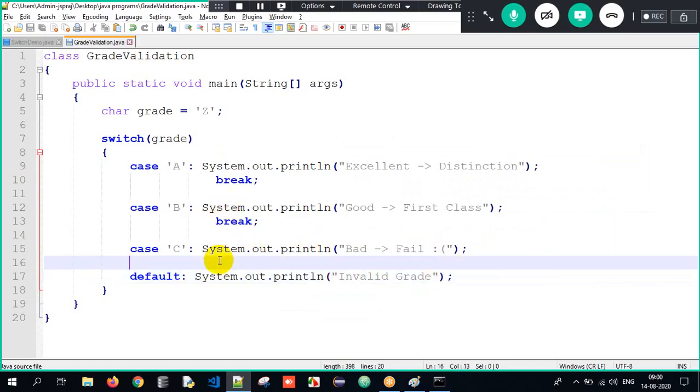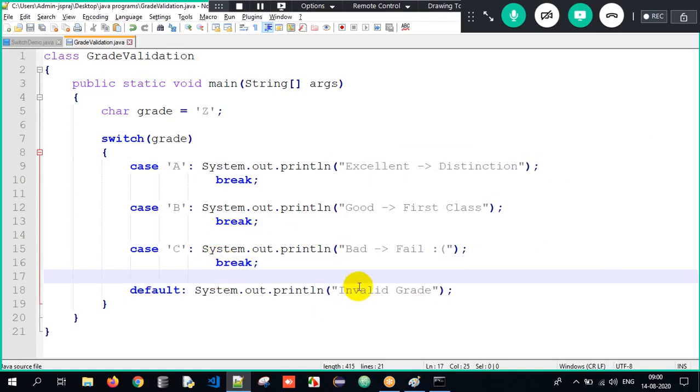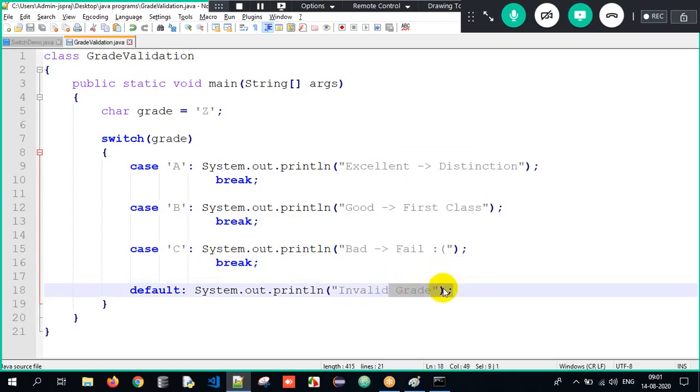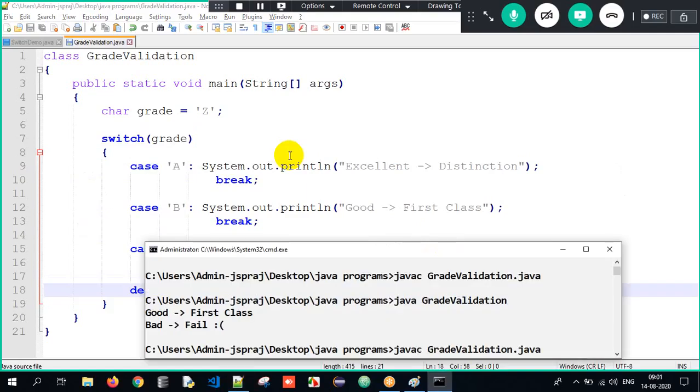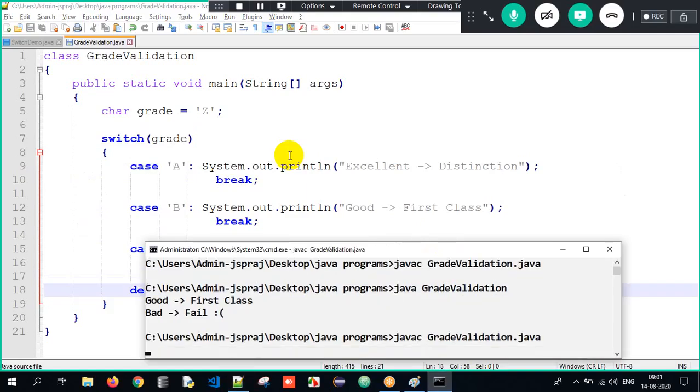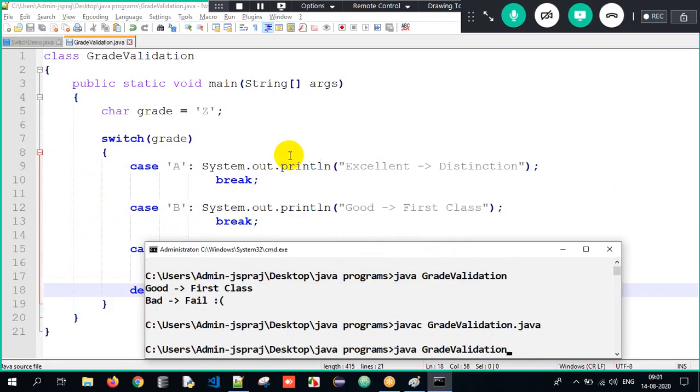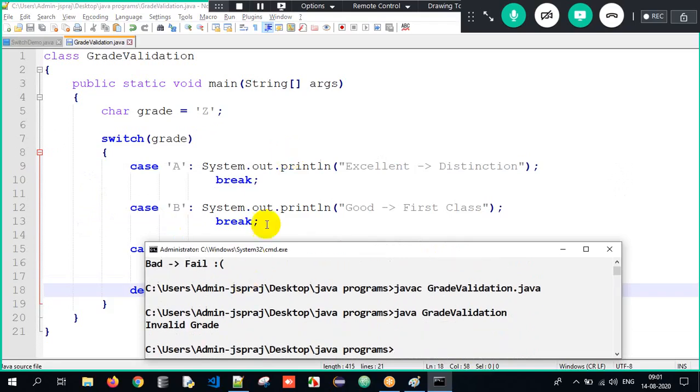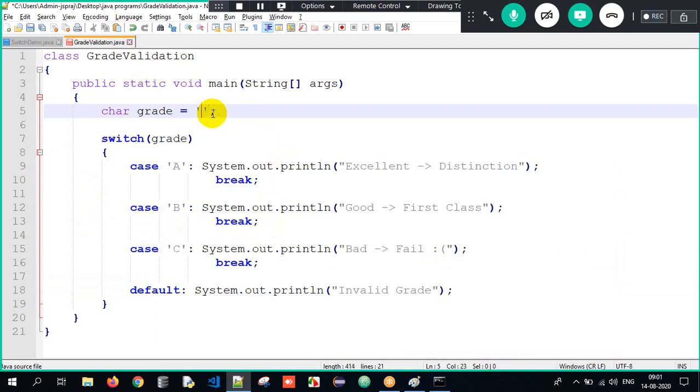But now in C grade, I have to use break. Why? If I give it a C, automatically even default will get executed. So we can avoid using break at the last case. If I give A, only A. If I give B, only B. If I give C, only C. If I give it a Z here, what will happen? Invalid grade will get executed. See, did I get the expected output? Yes. What if I give it a C now?